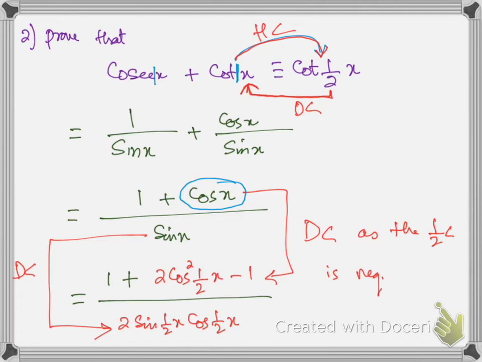So first you need to replace cosec by 1 upon sin x, cot by cos upon sin x, then take the LCM. Now this is one of the most important step, this step and this step. Since we need half x, therefore we have to use double angle here and double angle formula here. But we need cot, and cot is cos upon sine, so we need to use cos formula, double angle formula for cos here. Use cos formula here. So that is why I use 2 cos square half x minus 1 here.